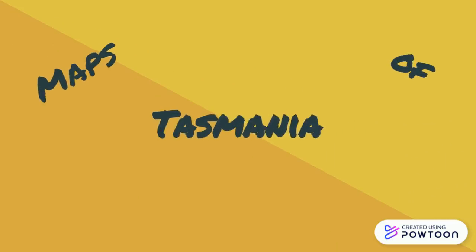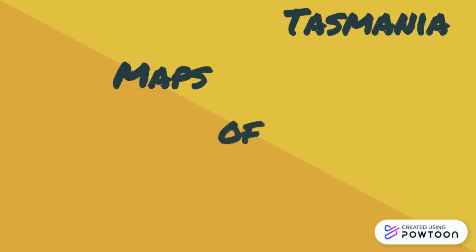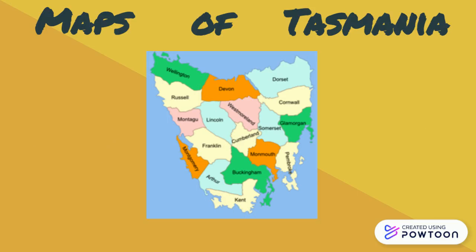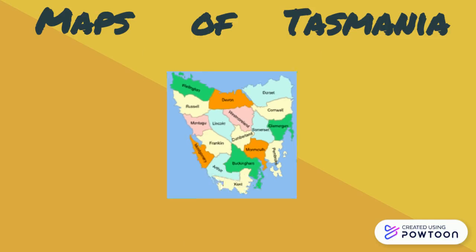Time for your maps of Tasmania. Weird editing is going on there. Here's a political map with administrative divisions right here. Think of those as states inside of the state. There are 20 of them, and they all have quite a history, but we can talk about that in another time. Let's get more into it.